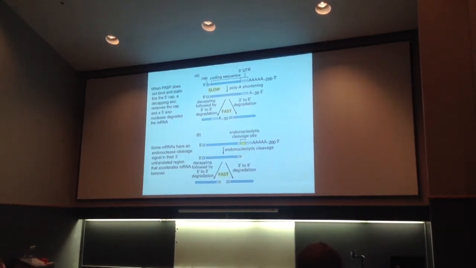stabilize this 5' cap region. There's a decapping enzyme that can remove the cap, which activates this nuclease, but also you can activate an endonuclease that cleaves it and does that. So either way, poly-A tail is gone and the RNA is degraded. This is just one of the problems.